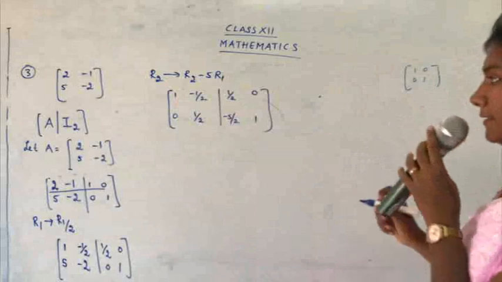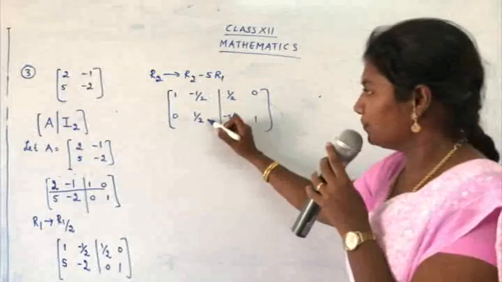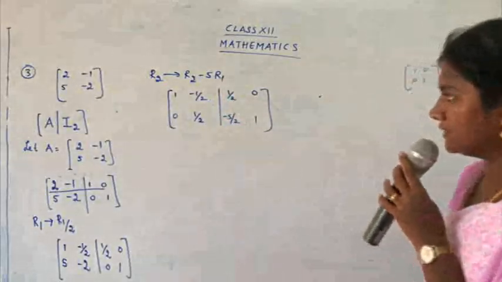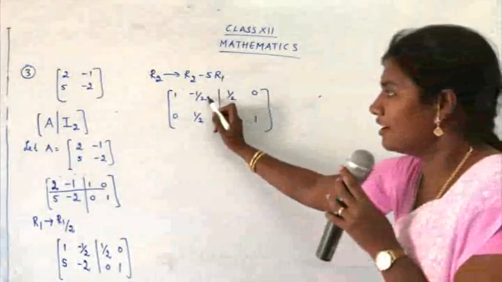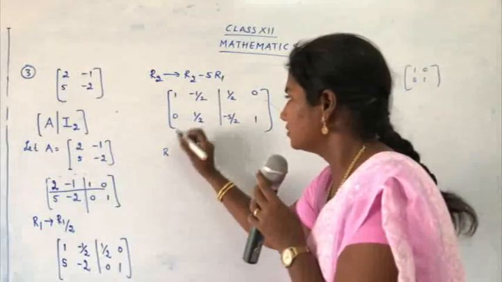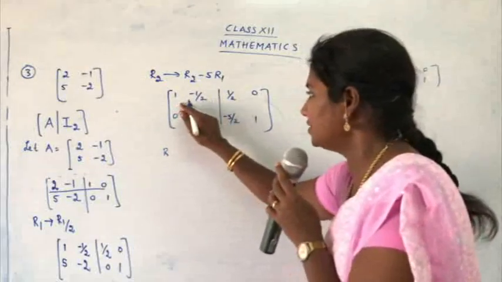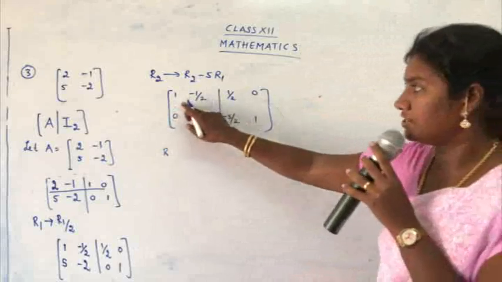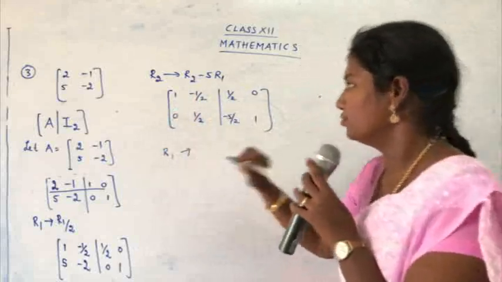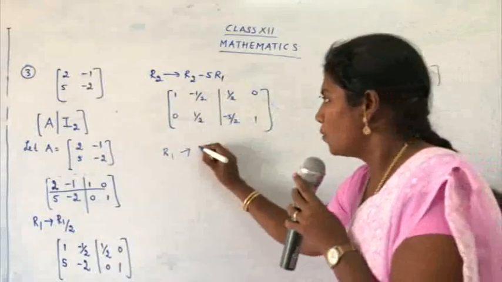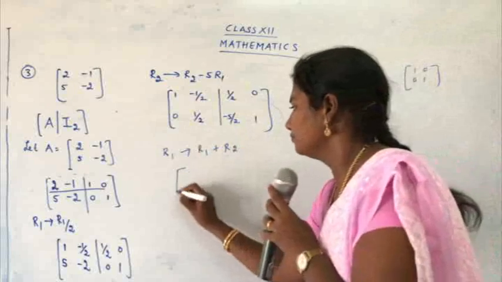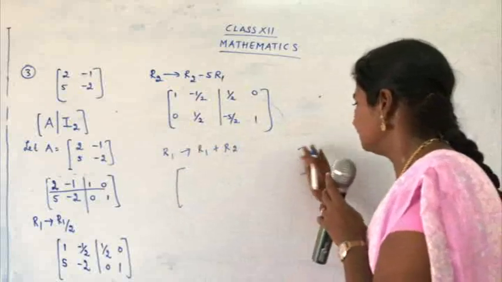So what can be done? See here, if I add the first and the second one, what do I get here? 0. Yes, minus half plus half will give you 0. So now write here R1. Where are you going to make a change? We are going to make a change in row 1. So R1 is changing to what? R1 plus R2. So write the matrix.